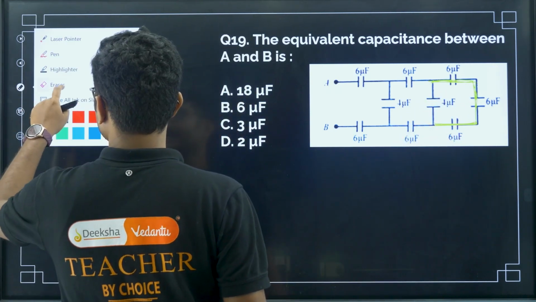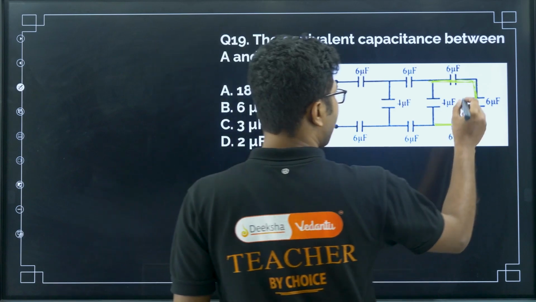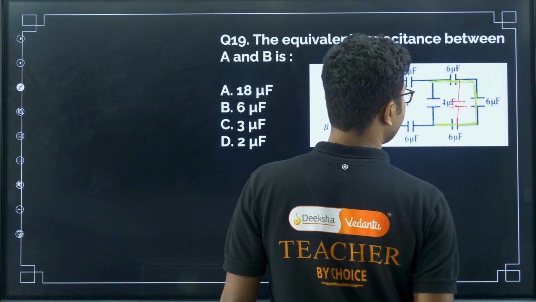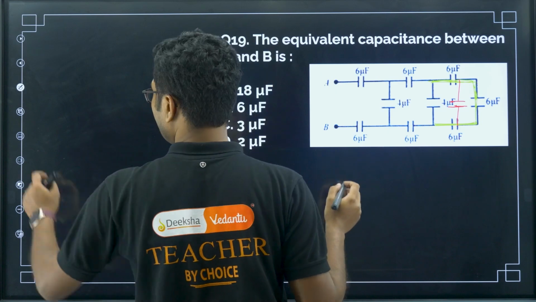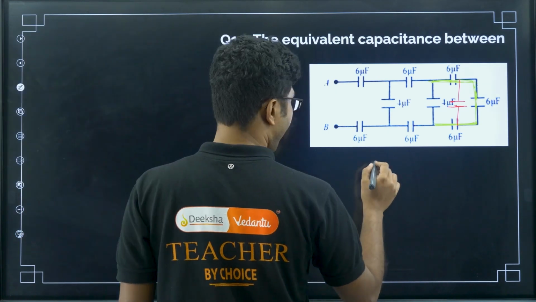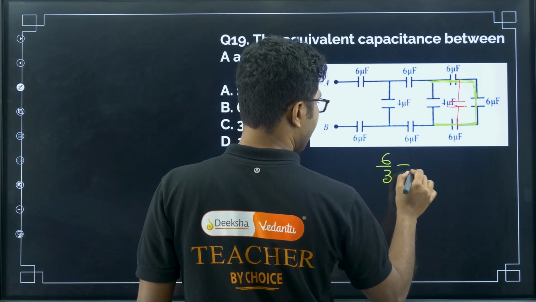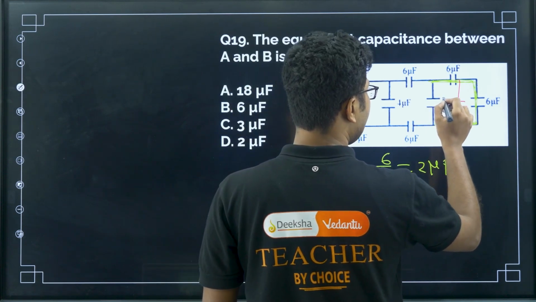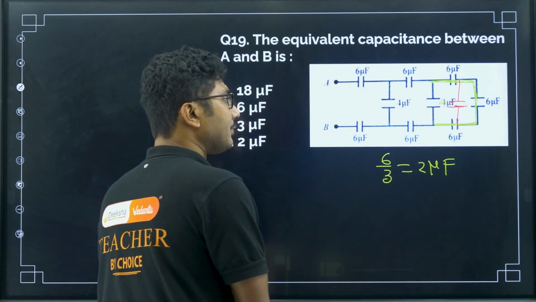That will be 6 by 3. So you can remove this by using a single capacitor. It is the equivalent capacitor I am drawing with red. That equivalent capacitor will be 6 by 3, that will be 2 microfarad. Right? Now 2 microfarad is connected in parallel with 4 microfarad.